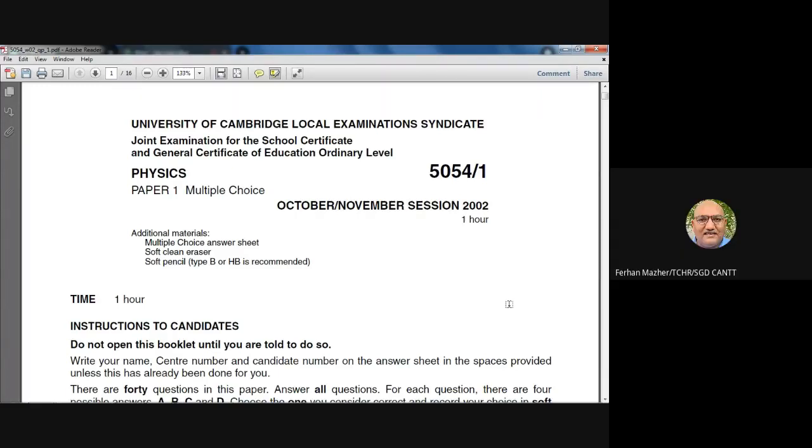Right now, I am with the 11th Cambridge class, and the subject we are studying is Physics 5054. Today, we have set our hearts to solve the October-November 2002 paper. It's a Paper 1, MCQ paper. Let's start this, and real quick, we will be going.